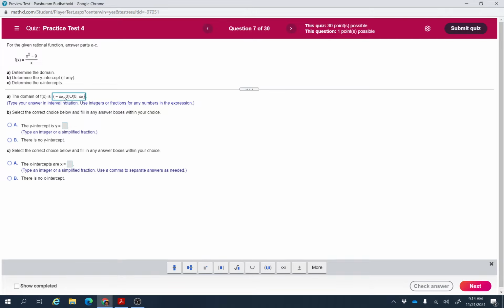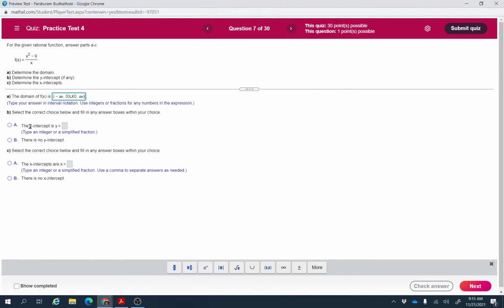So this symbol means anything except 0. This open parenthesis means we are not including 0, but we are going up to exactly the left side of 0. We don't know what comes exactly left of 0, so we just use the parenthesis, and then we're going to start right after 0. So that's why we use the parenthesis.